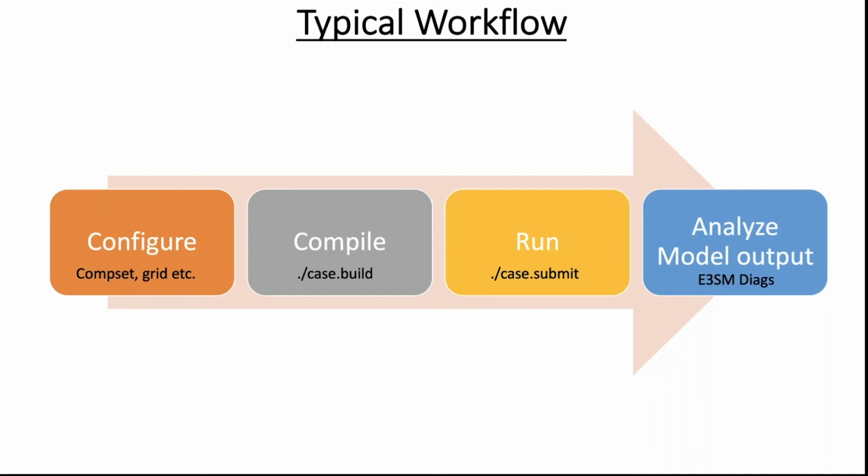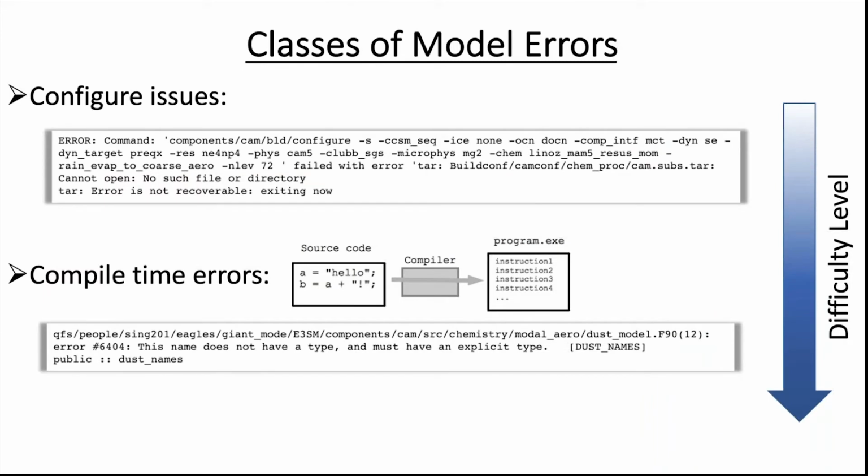Now we'll go through each step and discuss what kind of errors we get and their complexity level. The first step is configure, and when we run into configure issues, they are typically easy to resolve, although there is a range. There can be issues which are harder to resolve, but typically they are on the easier side. One reason is that whenever you get configure issues, the model stops right away, and it is very easy to reproduce those errors because it is very quick and you can try different fixes. So that way it is on the easier side.